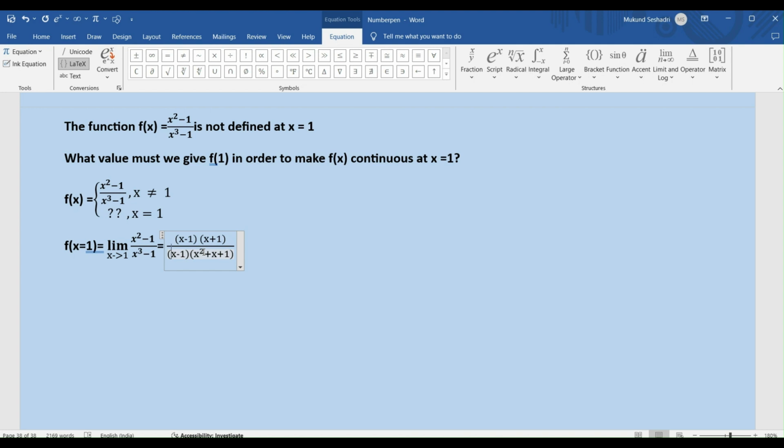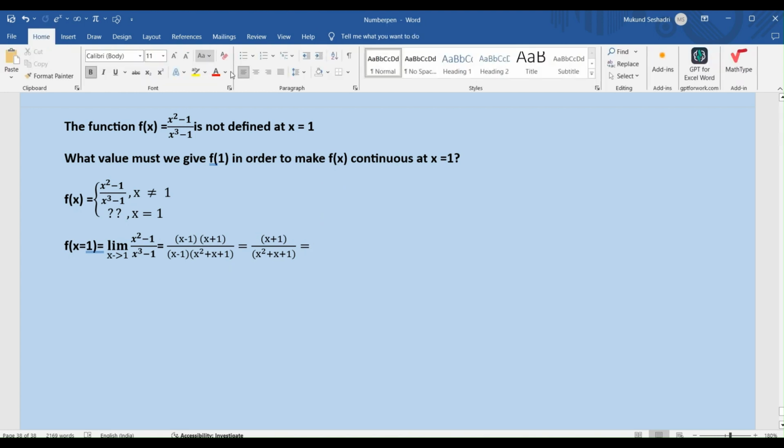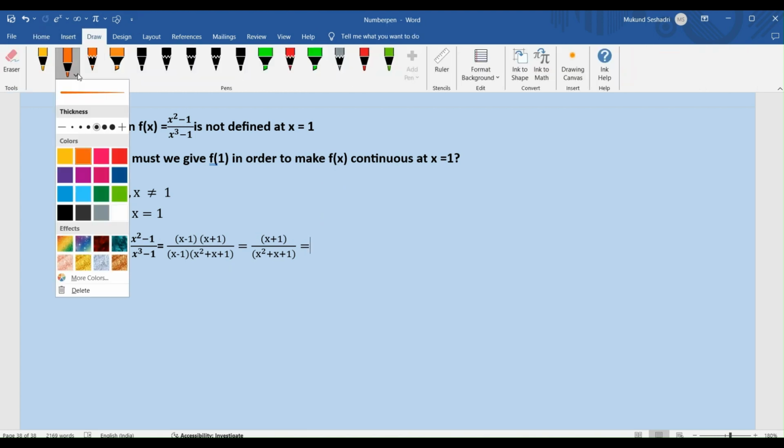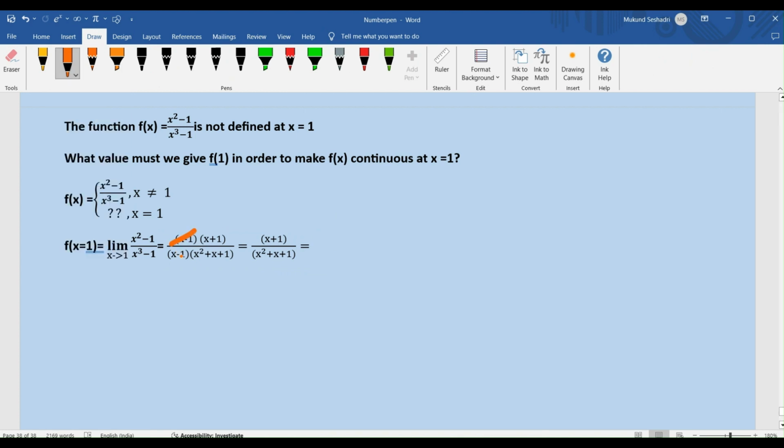Now I can cancel out my x minus 1, right? So I can cancel out my x minus 1, and when I do that I get x plus 1 divided by x square plus x plus 1, right? Let's pull out our pencil and cancel out my x minus 1.